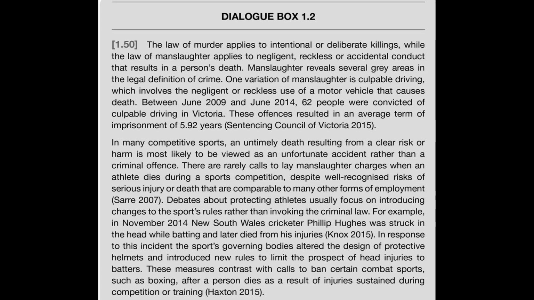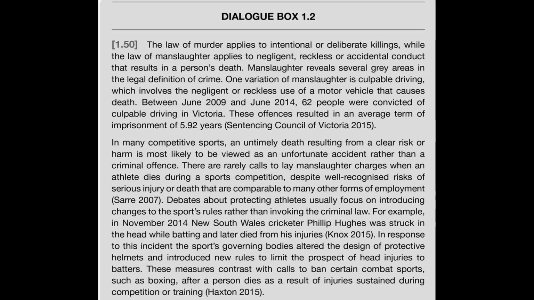law. For example, in November 2014, New South Wales cricketer Philip Hughes was struck in the head while batting and later died from his injuries. Knox 2015. In response to this incident, the sports governing bodies altered the design of protective helmets and introduced new rules to limit the prospect of head injuries to batters.